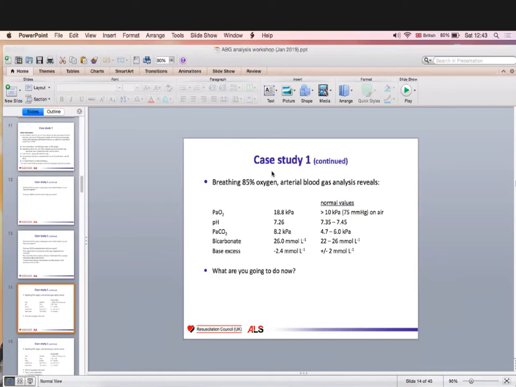Then there's another question. So bicarbonate level is higher than normal. Cannot it be due to partial compensation? Bicarbonate level in this blood gas, according to this calibration, normal value is between 22 to 26. So we have to consider it as normal.